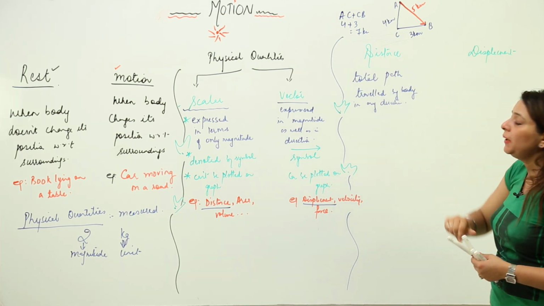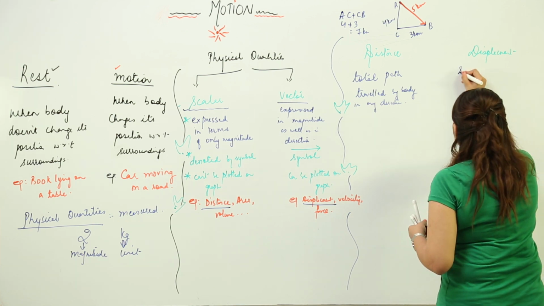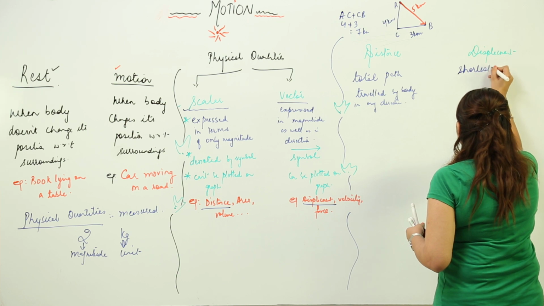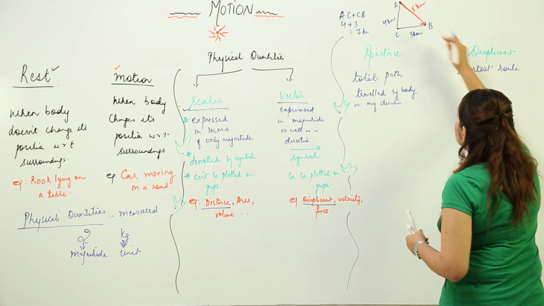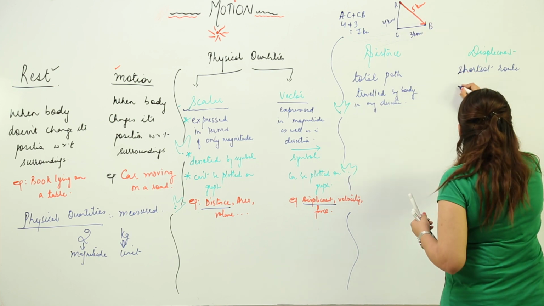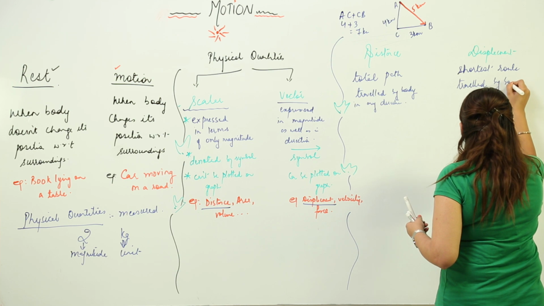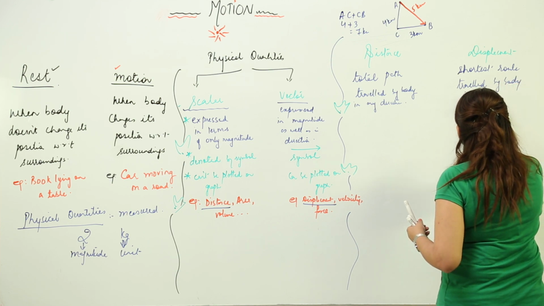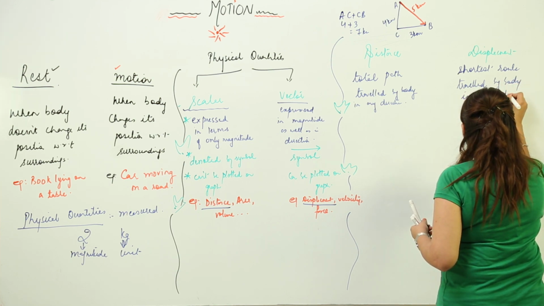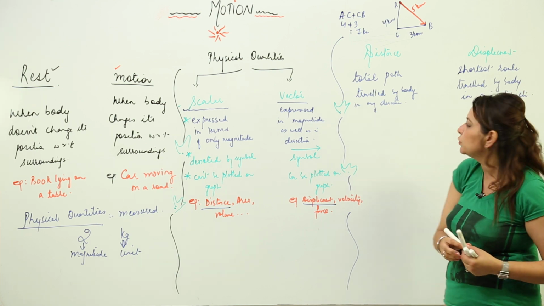So here AB means the displacement. So what is displacement? It is the shortest route, as you can say this is the shortest, this comes out to be 7 and this is actually 5. Shortest route travelled by a body in a given direction, or in a straight line, or in a particular direction, whatever term we can use.